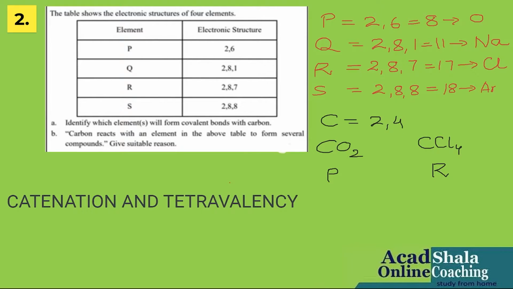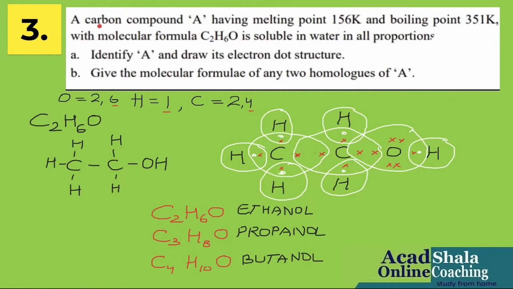The next question says, a carbon compound A having melting point 156 Kelvin and boiling point 351 Kelvin, with molecular formula C2H6O, is soluble in water in all proportions. Part A: identify A and draw its electron dot structure. Give the molecular formulae of any two homologues of A.